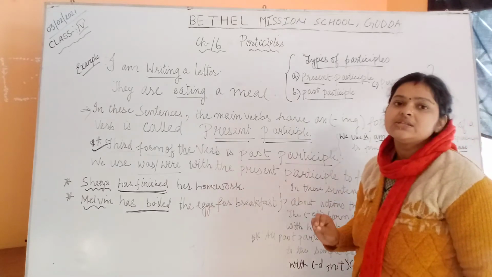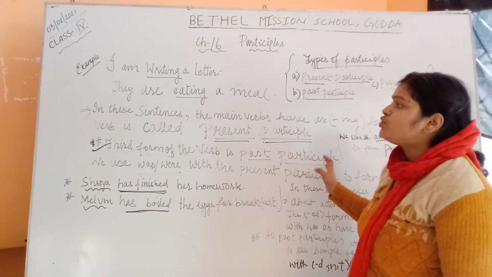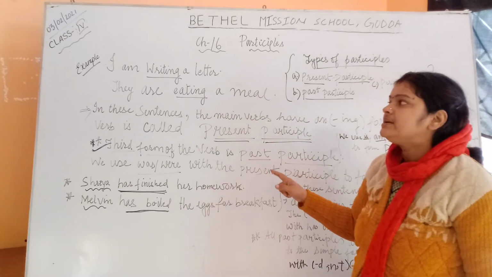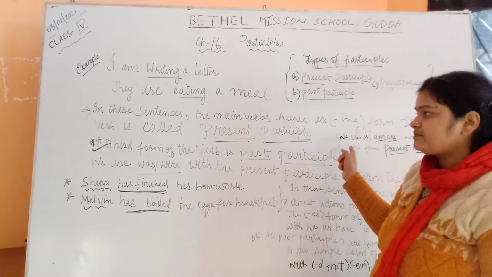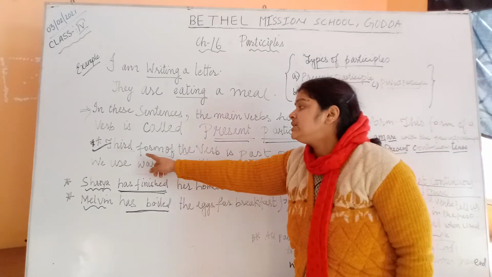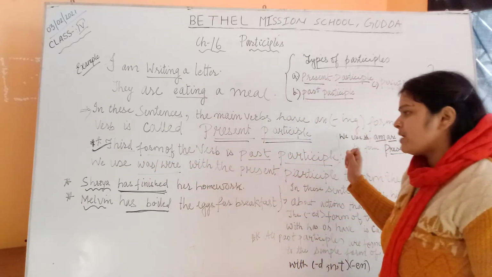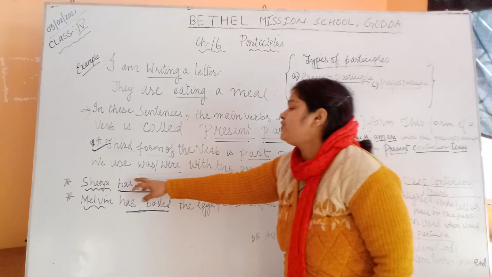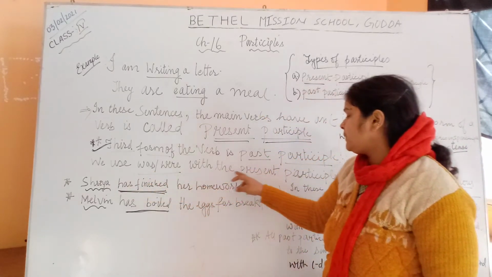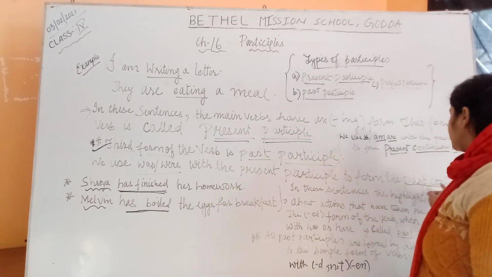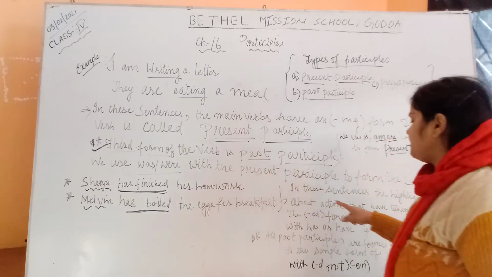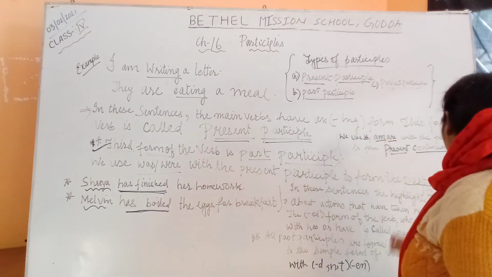The present continuous tense can be shown by using is, am, are with the present participle in the sentence. Right? Also, we generally use was and were with the present participle to form the past continuous tense. Here also we use was and were with the present participle to form the past continuous tense.